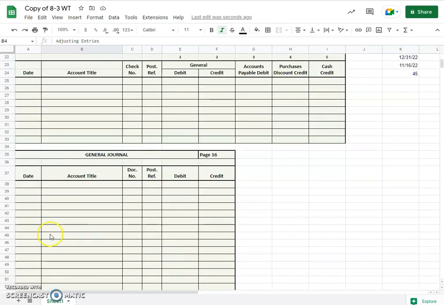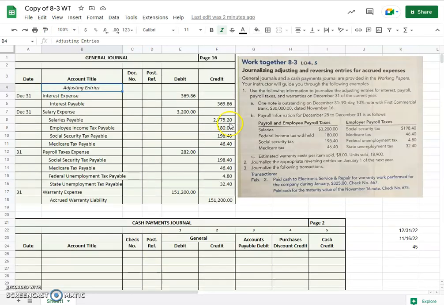All right, so we've got to do some reversing. Everything we just did up here to accrue these expenses, we're now going to reverse because we're not ready to pay them yet. But we needed our books to show that those expenses were a part of that period, even though we hadn't paid them yet, okay?